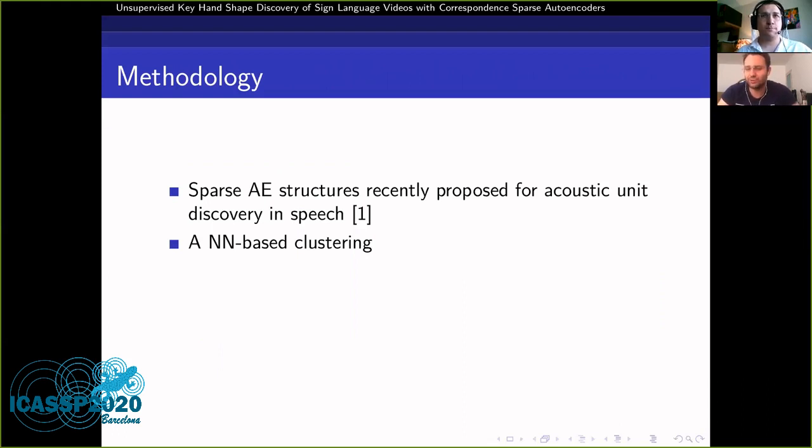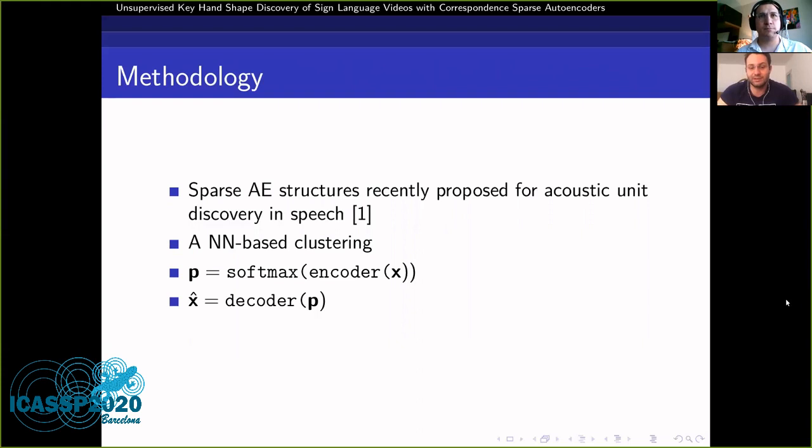The posterior distribution over the set of key handshapes to be discovered is obtained after some encoder. And this vector is used to regenerate the input frame, since the problem is defined to be unsupervised. The training loss is the reconstruction loss and the sparsity cost applied on the intermediate layer, such that the distribution over the set of key handshapes is forced to zero out the irrelevant ones. This is why we call the structure sparse autoencoders, meaning SAEs.